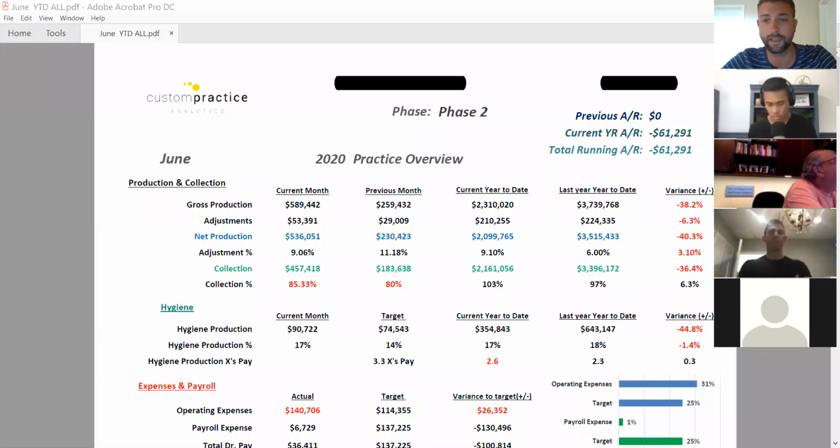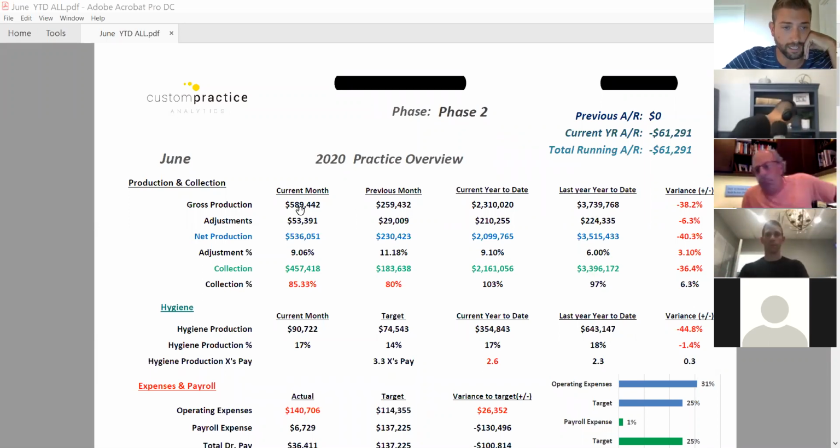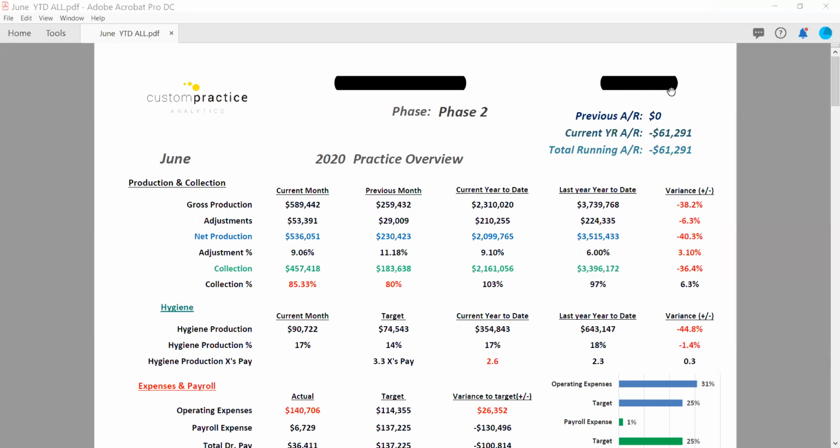Okay, can you guys see that okay? Yes, sir. Awesome. All right, so as you guys know, you get a series of reports every single month, and this is the first report in that series. We call it the overview report, and it is exactly that. It's an overview of what happened in the month, and you can look at year-to-date trends versus last year, hygiene at a glance, and so on and so forth.